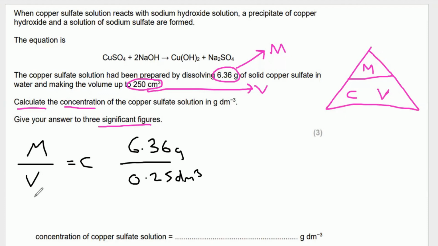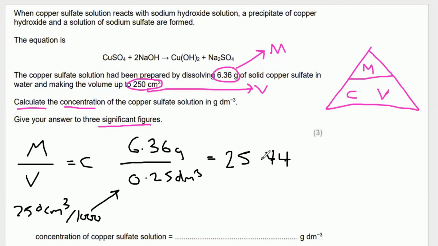Why 0.25? Because I did 250 divided by 1,000. Always turn centimeters into decimeters in chemistry. Just get in the habit of that when you're doing mole calculations. What does that equal? Whack that in the calculator and you're going to get 25.44.